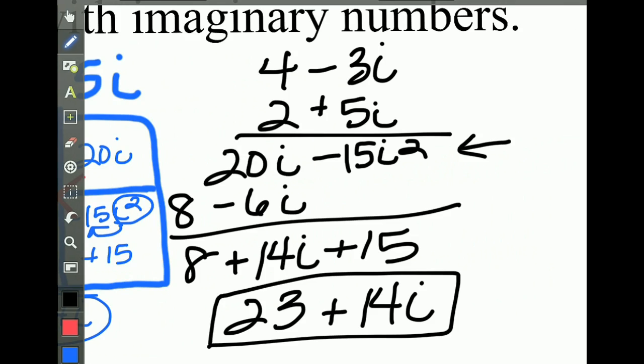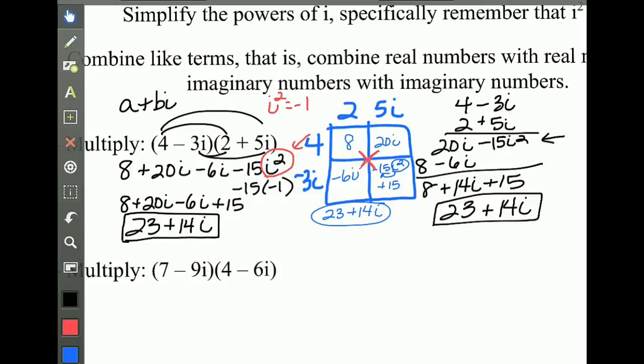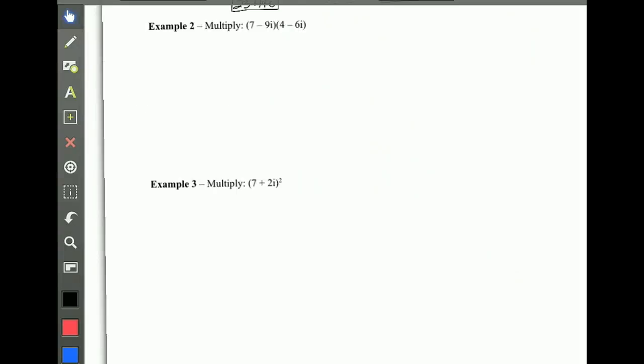Okay? So there's 3 different methods for the same problem. Fairly straightforward, but I want you to see what's happening when you get that -15i squared. It's flipping the sign of what originally was there. Okay? So I would like you to go on and try example 2, and then come back and check your work.